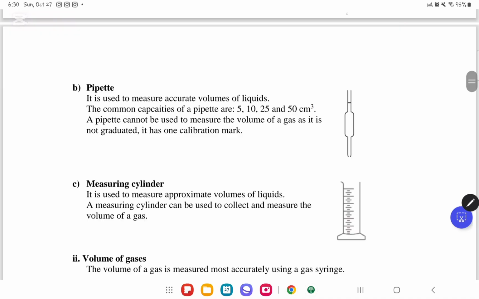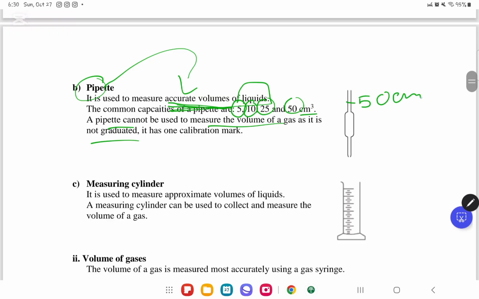Pipette. Pipettes are used to measure accurate volumes of liquid. The common capacities are 5, 10, 25, and 50 centimeter cubed. So remember, link pipette to accurate volumes. Now, they're telling us you cannot use a pipette to measure the volume of a gas as it is not graduated. It has one calibration mark, meaning it has 1 point over here which tells us like 50 centimeter cubed. So only for liquids we use it.